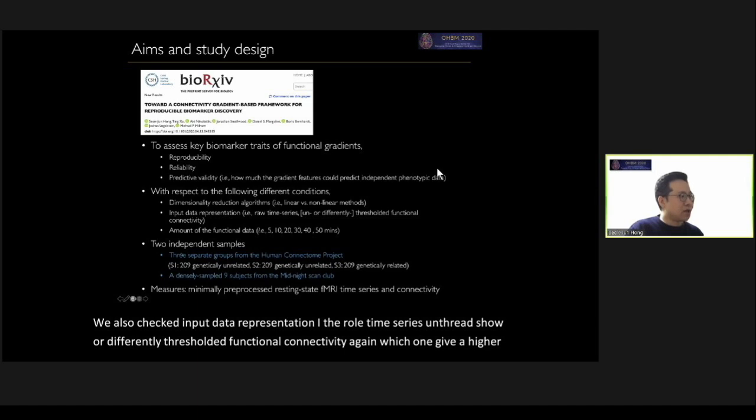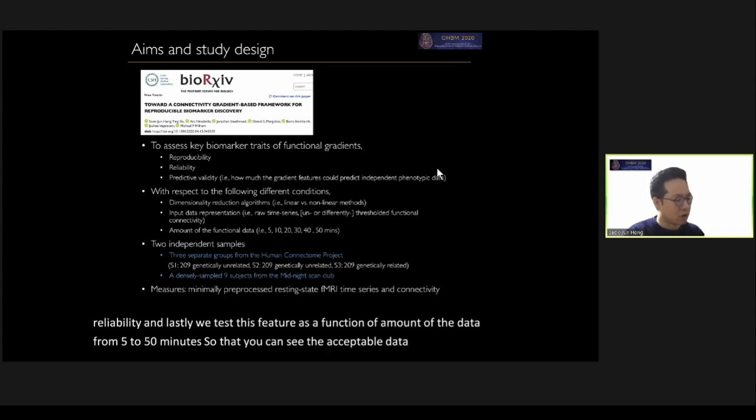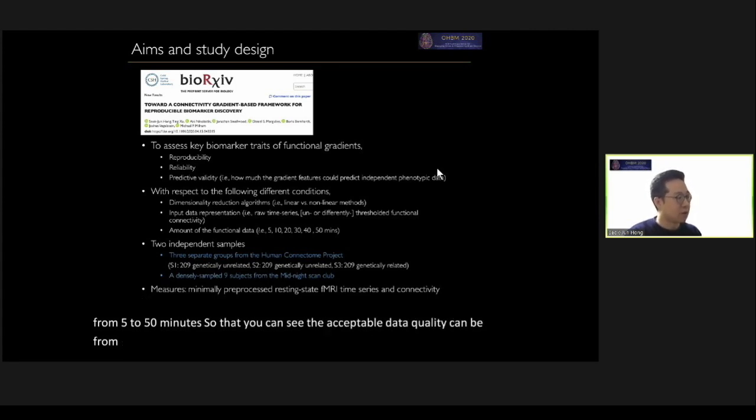And lastly, we test this feature as a function of the amount of data, from 5 to 15 minutes, so that you can see how long the functional MRI data needs to be for acceptable data quality.